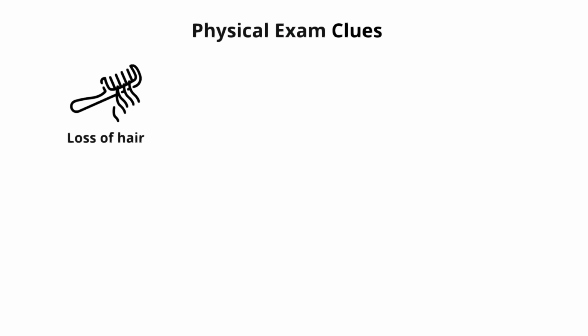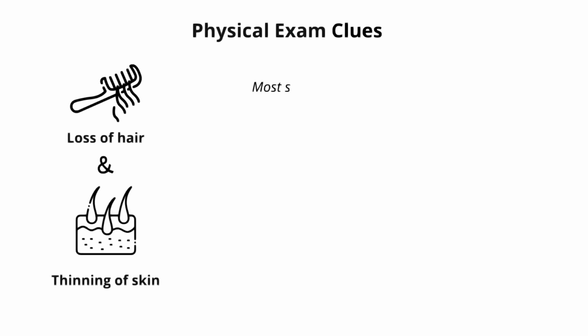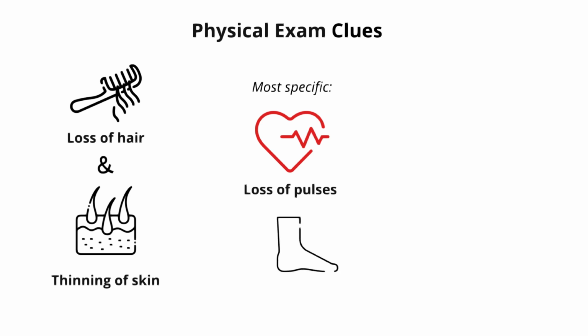Moving on to the physical exam, what can clue us in here? You may or may not see loss of hair and thinning of skin. The most specific physical exam feature is a good pulse exam. An inability to feel the posterior tibial pulse or the dorsalis pedis pulse is helpful in ruling in disease. But if you can feel these pulses, that does not rule out PAD.